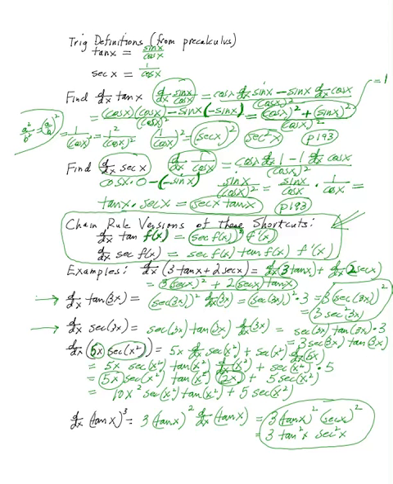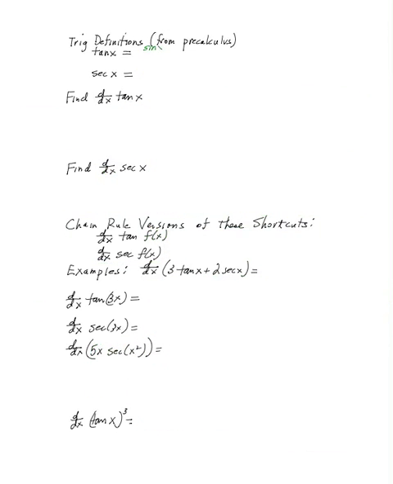Hello, calculus students. Today we're going to continue section 3.3 and look at the definitions and derivatives of a couple more of the trig functions, tangent x and secant x. Hopefully from pre-calculus you remember that tangent x is defined to be the sine of x divided by the cosine of x, and that the secant of x is defined to be 1 divided by the cosine of x.